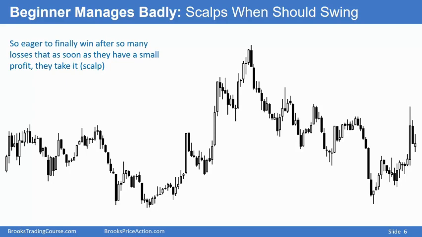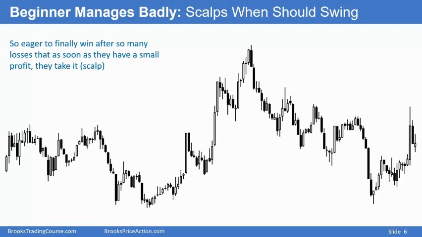Whenever you take a low probability trade, you need a very big reward to offset your low probability. That means you need a swing trade. However, the beginner is so desperate for a win that he takes a quick profit and scalps. And that's a losing strategy. If you have a low risk trade, low probability trade, you need occasional very big wins to offset all of those losses. And beginners just can't do it.